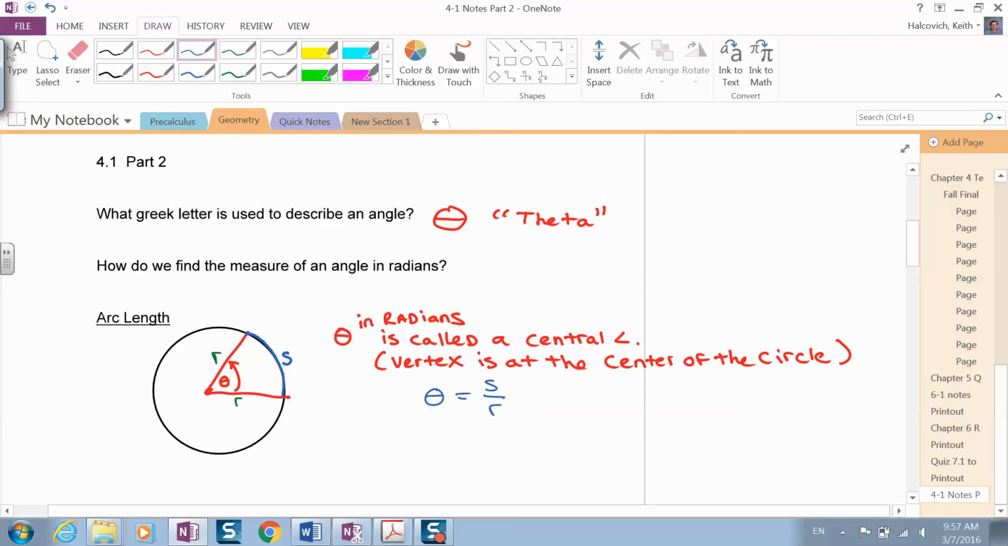So if we want to solve for arc length, because remember S is equal to the arc length and R is equal to the radius, then if I multiply by R on both sides, S is equal to R times theta. And remember, theta is in radians. So if it's in degrees, we have to convert it to radians.